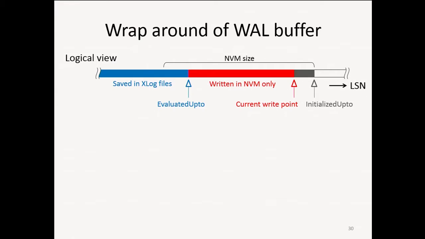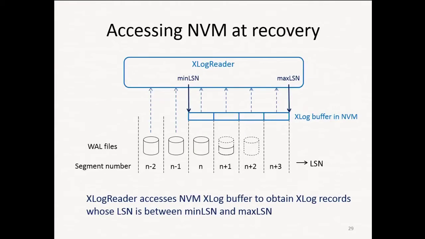And another, maybe also trivial thing, but wraparound of WAL buffer control is necessary. As shown in the previous slide, the NVM WAL buffer is managed as if it is a collection of multiple WAL segments. This figure shows the case where the number of WAL segments is 4.